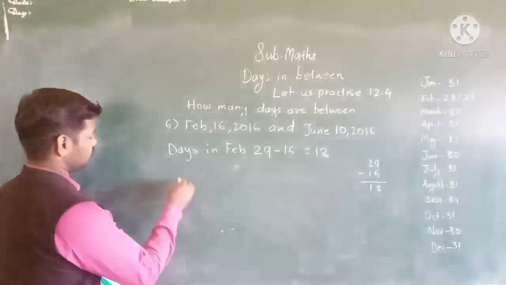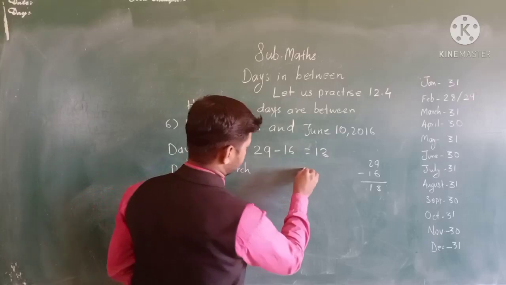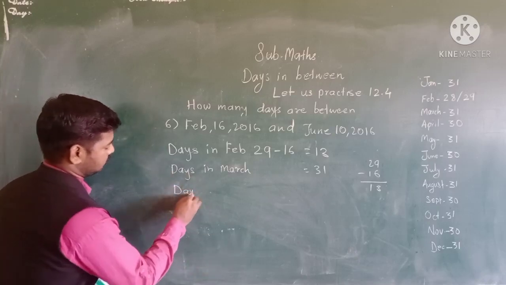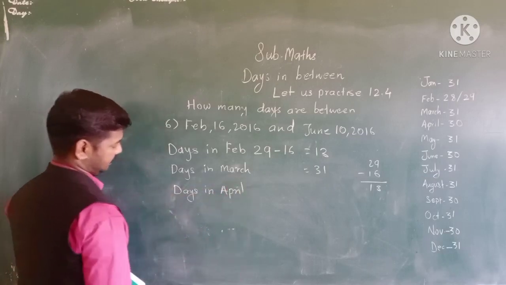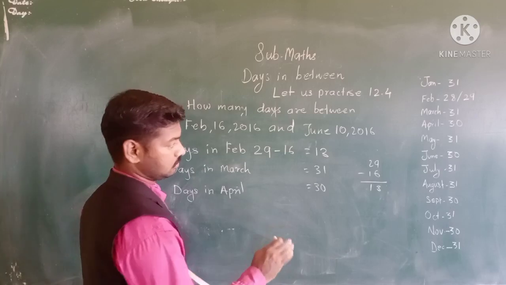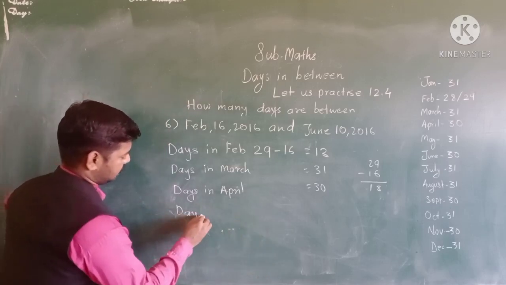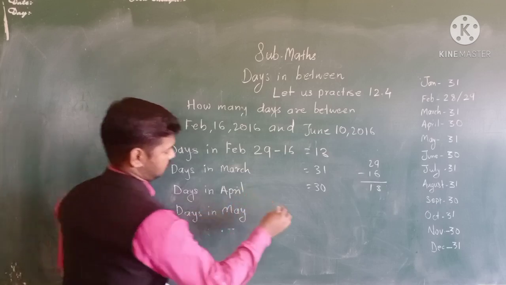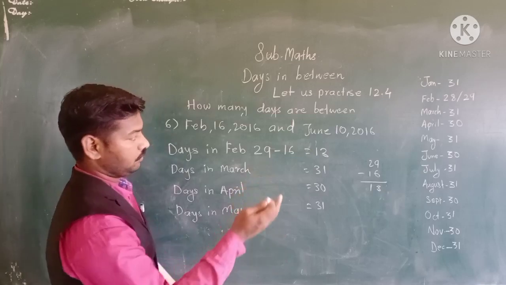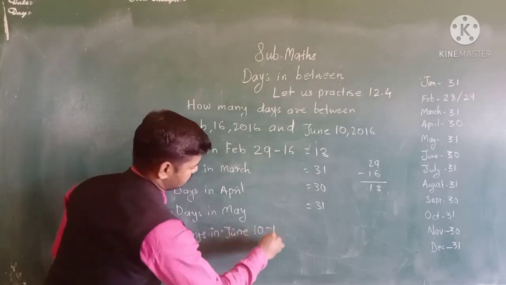Then after February, March. Days in March. As you know, there are 31 days in March, right? Then days in April. See, in April there are 30 days. Okay. You have to decide here how many days are there in the given month. After April, May. So days in May. In May there are 31 days. Then June. The June day given there is 10. So from the 10 you have to minus 1.